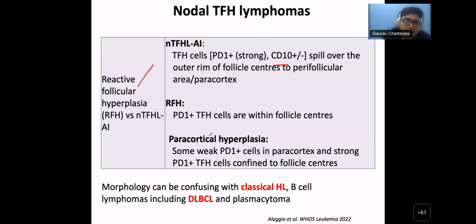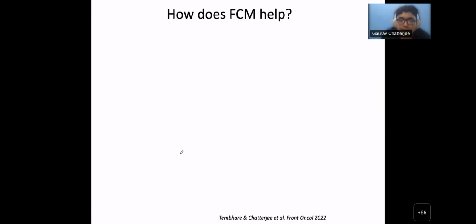But this can be really challenging to pick up in morphology, and sometimes the morphology can be confusing with classical Hodgkin lymphoma, sometimes even with B cell lymphoma like DLBCL. So in these cases, flow cytometry and phenotype will really help. So if you just think about it, how does flow help in this case?